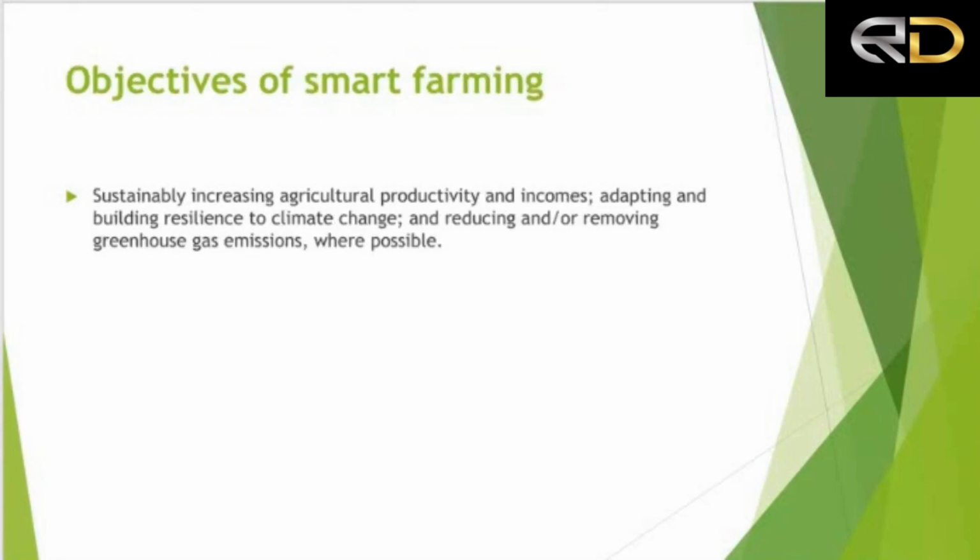The objective of smart farming is to work sustainably, that is, without harming our environment. Without harming our environment, we have to increase agricultural productivity and incomes, adapt and build resilience to climate change, and reduce or remove greenhouse gas emissions where possible.